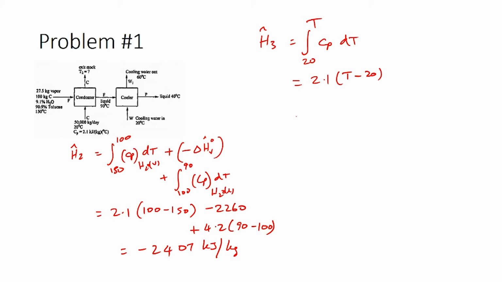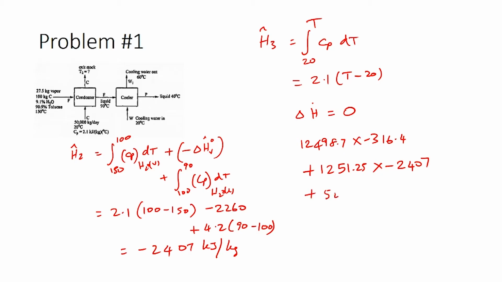So, we have the general energy balance equation simplified to delta H dot equals 0. Now we can substitute the values for these H1, H2 and H3, and we already know the masses of the toluene, water and the coolant which are coming in. So, your equation for delta H dot will become 12,498.7 times minus 316.4 plus 1251.25 times minus 2407 plus 50,000 times 2.1 T minus 42 equals 0.